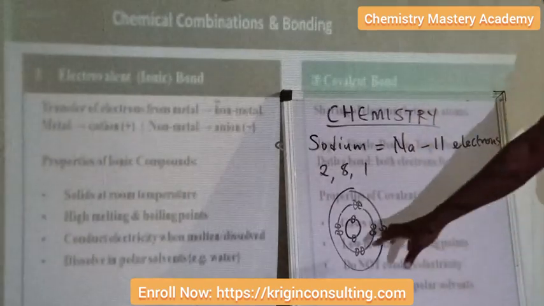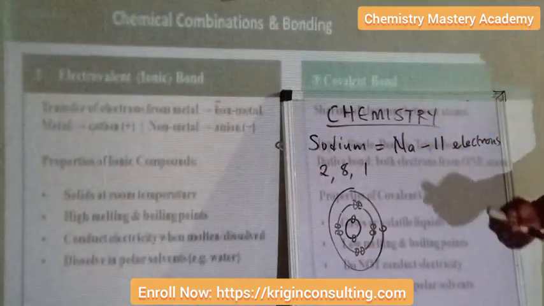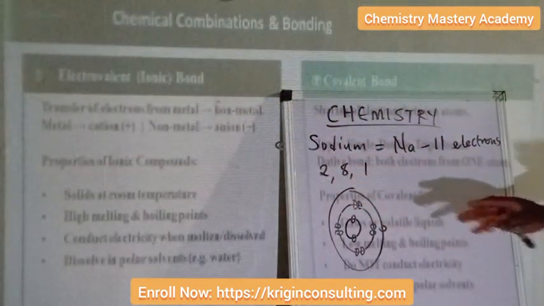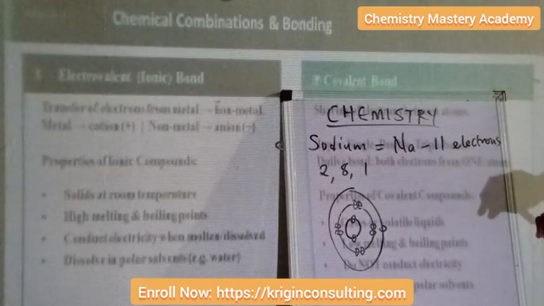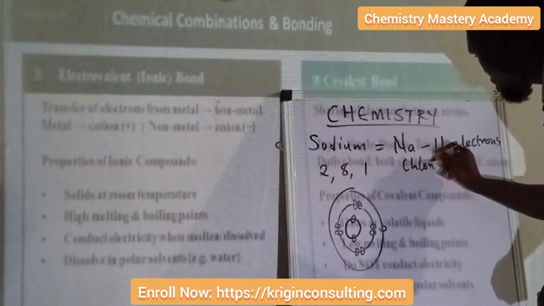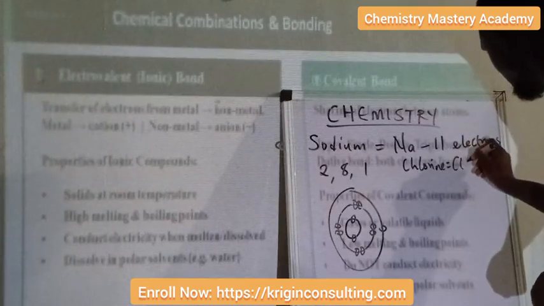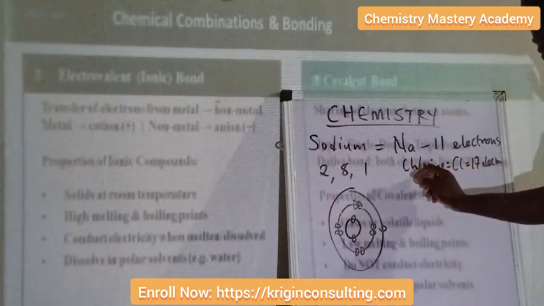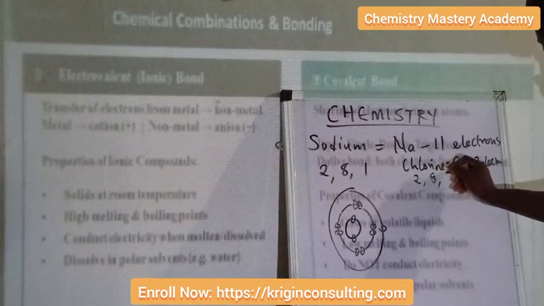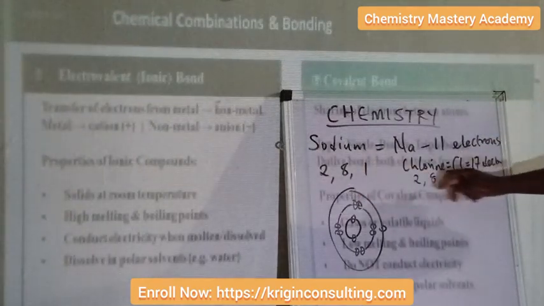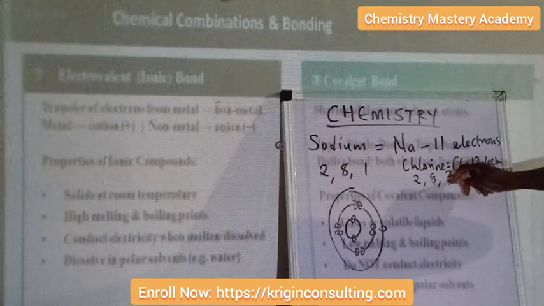So now we have sodium giving 1. Which element can sodium give 1 to, so that the element will be balanced, while sodium will also be balanced? A typical example is chlorine. Now, chlorine with the symbol Cl has 17 electrons. So we have 2, 8, 7. Automatically, you can see that if sodium gives its 1 to this one, this 7 will now be 8. Okay?